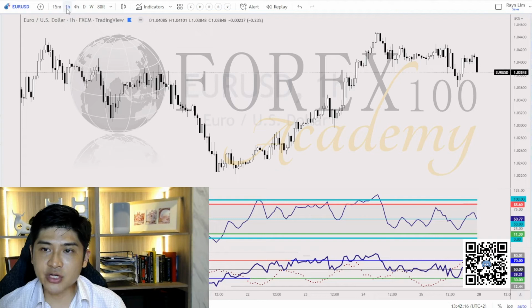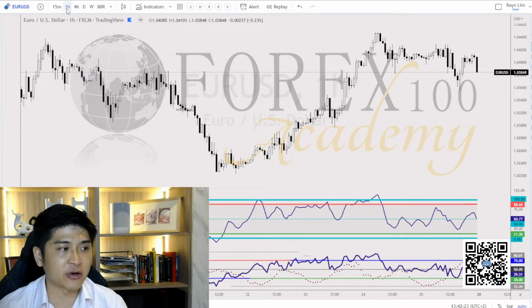And to the 1-hour chart, this is what we got. If you're trained harmonic pattern traders, you might be able to spot some potential harmonic trading setups.